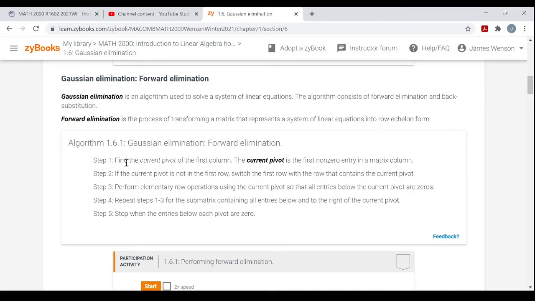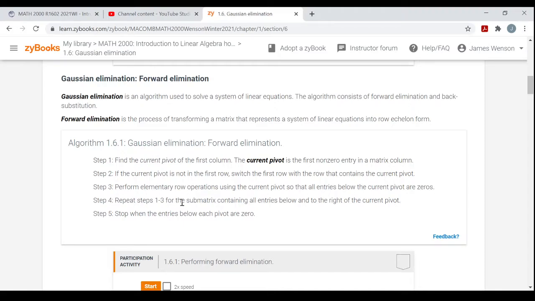So step one is find the current pivot of the first column. The current pivot is the first non-zero entry in a matrix column. If the current pivot is not in the first row, switch the first row with the row that contains the current pivot. So we're going to get the current pivot into the upper left-hand corner of the matrix is what these first two steps are about. Then you're going to perform elementary row operations using the current pivot so that all entries below the current pivot are zeros.